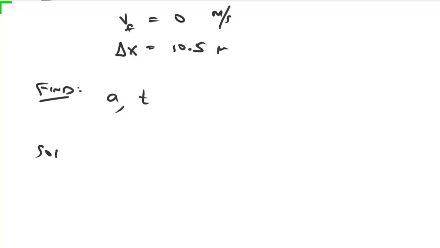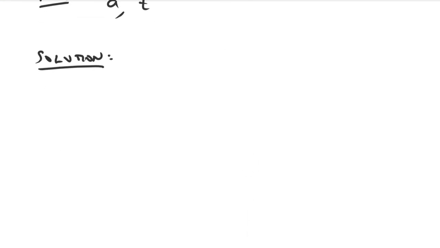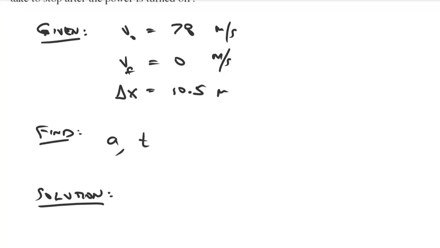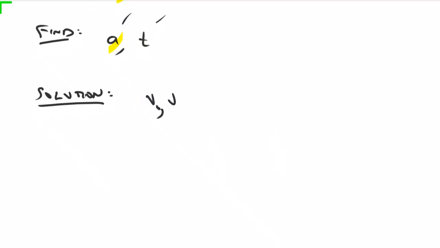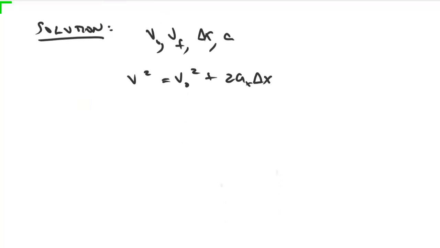And then the solution. What we would look for is a kinematic equation. There's two parts to this, A and B. A is for the acceleration, B is for the time. So I'm going to come up with two different kinematic equations. For part A, I need a kinematic equation that has starting velocity, final velocity, displacement, and acceleration. So I need an equation with v naught, v final, delta x, and a. I can use v squared equals v naught squared plus 2 a_x delta x. That's what I use for the first part, part A.